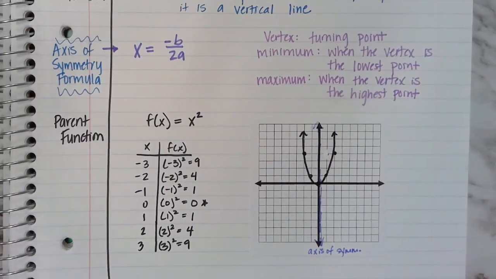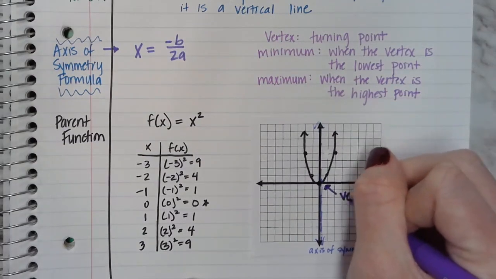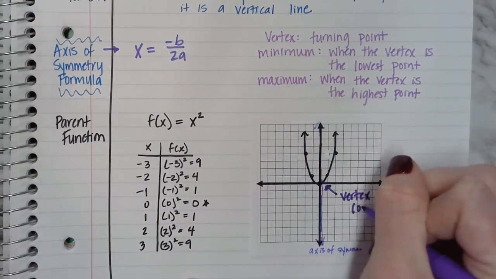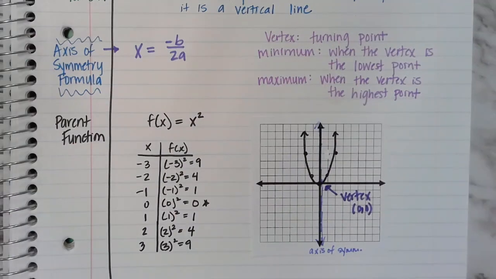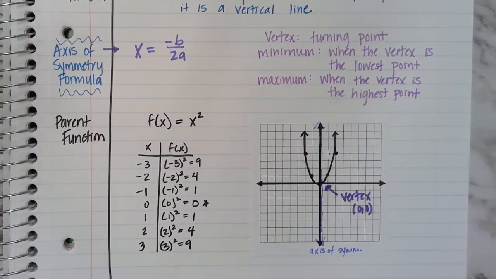Our vertex, again, is our turning point. When it's the lowest point, it's a minimum, and when it's the highest point, it's a maximum. So we take a look here, this is our vertex, 0, 0. Is this the lowest point, or is this the highest point? Well, here it's the lowest point, and so for this example, our vertex is a minimum.